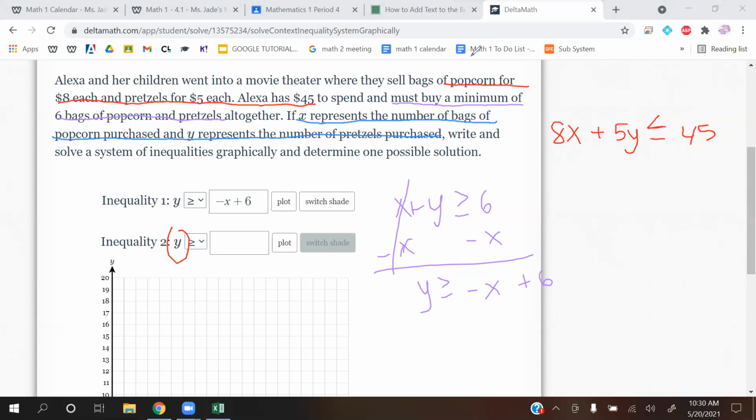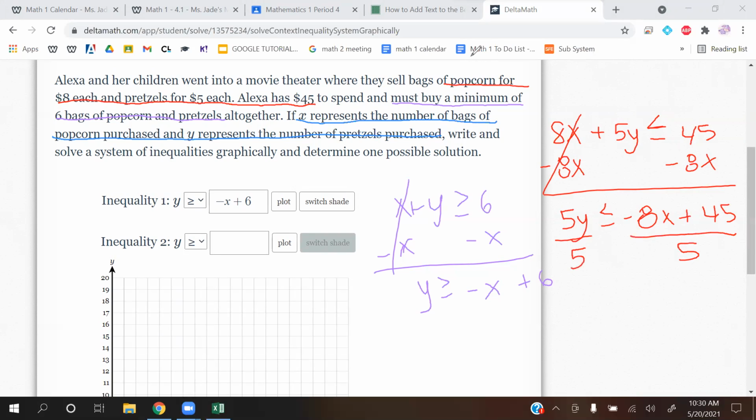So remember, we want y by itself. So I'm going to subtract 8x. Those cancel out. We get 5y is less than or equal to negative 8x plus 45. Then you're just going to divide by 5 for everything. Those cancel out. Y is less than or equal to negative 8 over 5 x plus 45 divided by 5 is 9. Just leave it as a fraction. Fractions are great. So I got the negative 8 over 5 by literally dividing those two as a fraction. And then plus 9 I got by dividing 45 by 5.